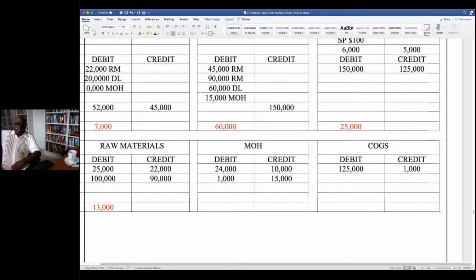And that's all the transactions. To close out the cost of goods sold account, you have 124,000 left over.